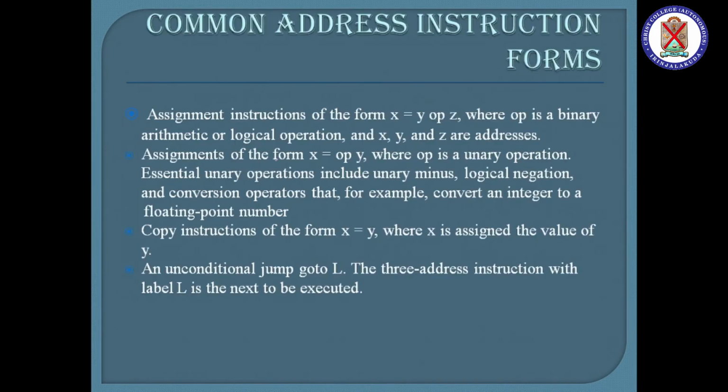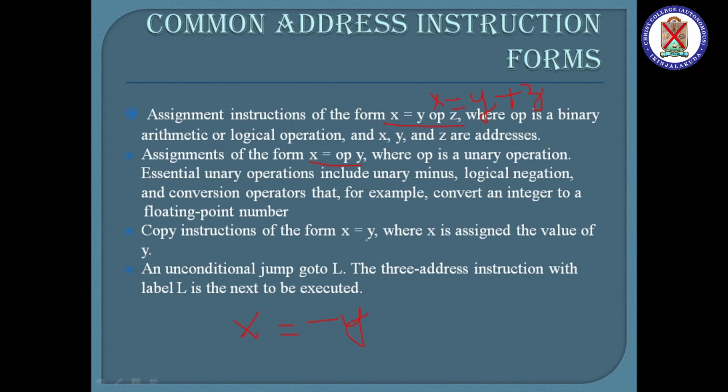Okay, next we see a list of commonly used 3 address instruction formats. First one is the binary assignment instruction, that is x equal to y operator z. For example, x equal to y plus z. Okay, this is an assignment instruction. This is in the binary format. Next, in the unary format, that is x equal to minus y. Okay, only one operator. That is a unary operator we are using here.